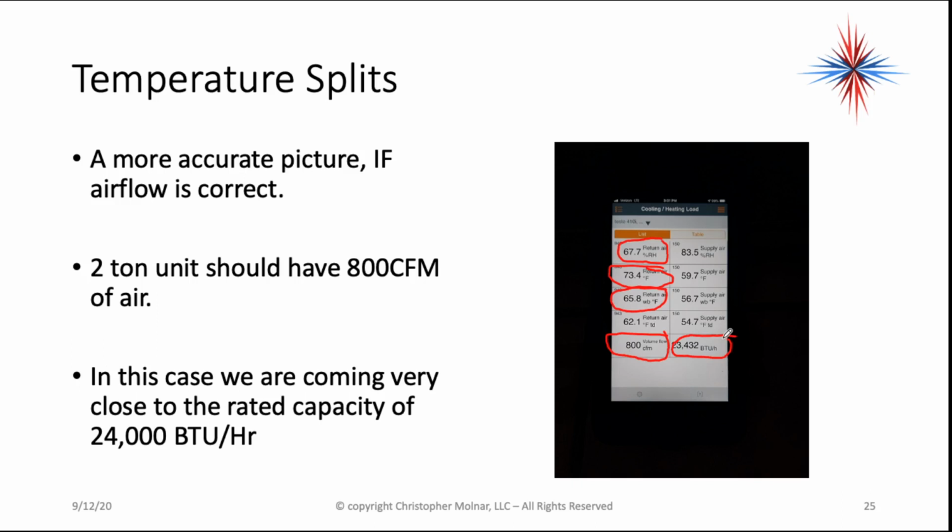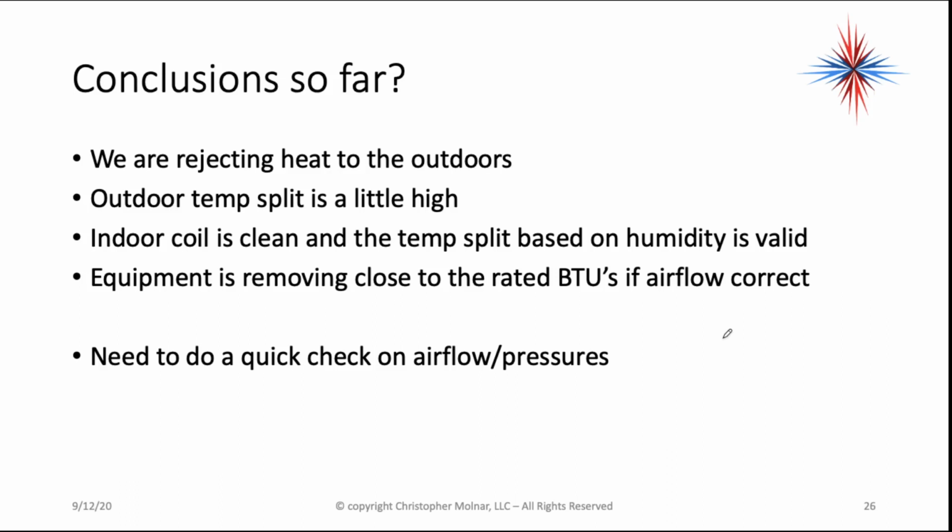Okay, so we now can make some relatively large conclusions. We're rejecting heat to the outside. The outdoor temperature split is a little bit high. Remember back to the rooftop readings I took. The indoor coil is clean, and the temperature split based on the humidity is valid. The equipment is removing close to the rated BTUs if the airflow is correct. So our next step, we're going to do a little bit of verification about this airflow, because the equipment appears to be doing what it's supposed to be doing from a refrigeration, cooling and dehumidification standpoint.